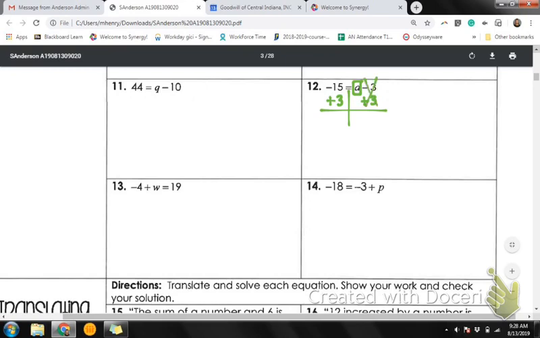Okay, so the 3's are gone. Negative 15 plus 3. Same signs or opposite signs? Opposite, so we are really subtracting, which gives me a 12. Positive 12 or negative 12? Negative 12 equals A. Why don't we get rid of the 15, Mandy?